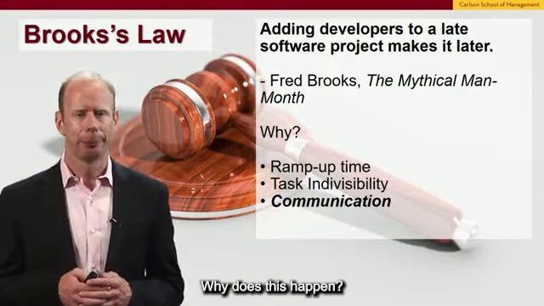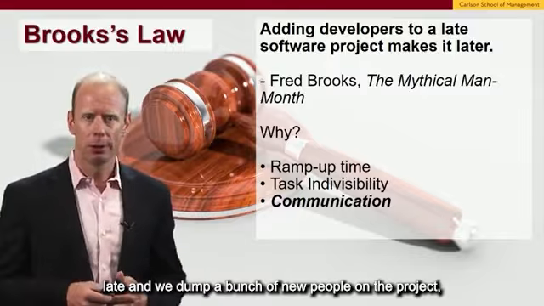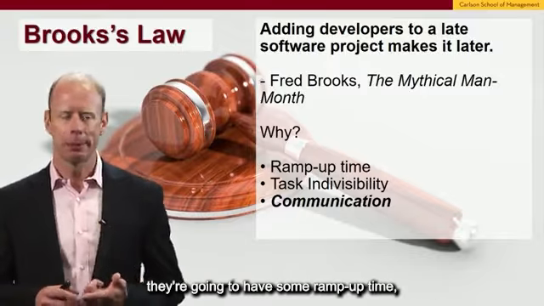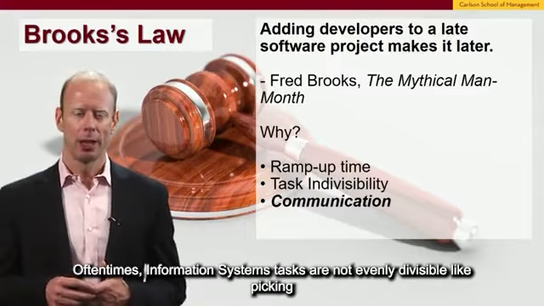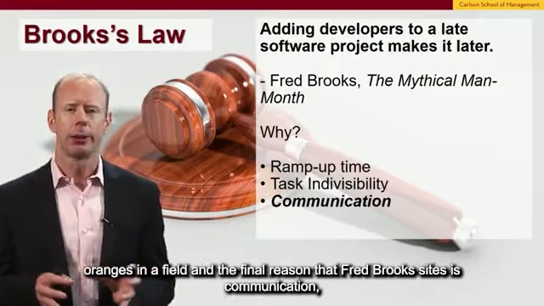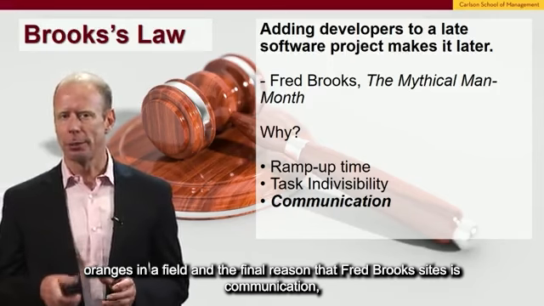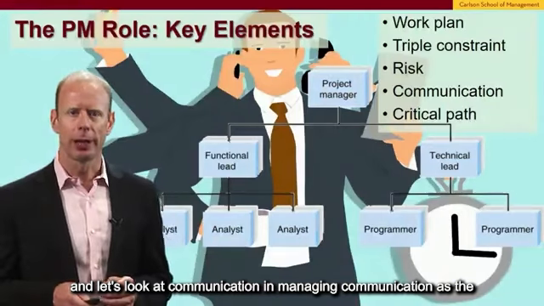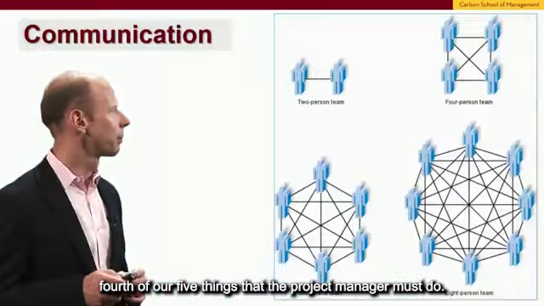Why does this happen? Well, if we have a software project that's late and we dump a bunch of new people into the project, they're going to have some ramp-up time. They need to learn how to operate on the project. Oftentimes, information systems tasks are not evenly divisible, like picking oranges in a field. And the final reason that Fred Brooks cites is communication. Let's look at communication and managing communication as the 4th of our 5 things that the project manager must do.